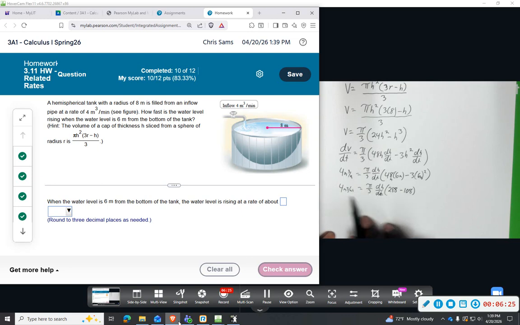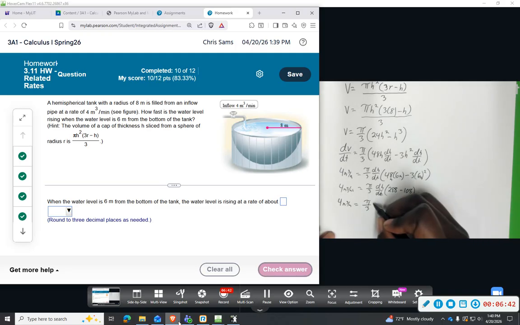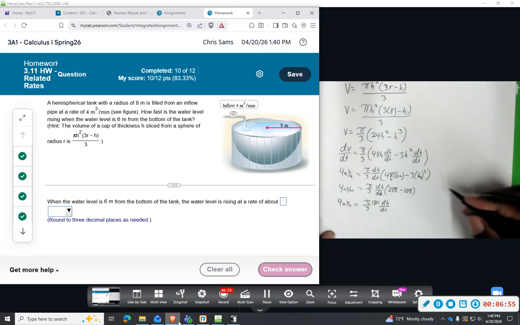So we'll multiply by 3. Well, I guess I can just do it all at once. 288 minus 108 will give us 180 dh/dt. 180 divided by 3 is 60. So basically we'll divide by 60 pi.